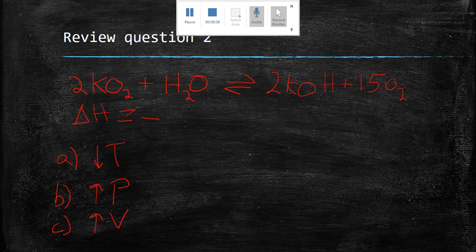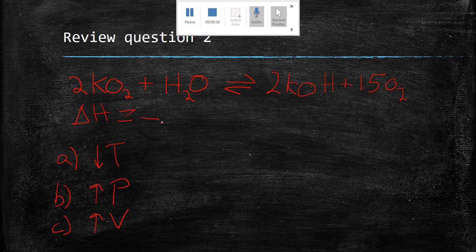Okay, next up we have 2 potassium dioxide reacting with water, and that's in equilibrium with 2 potassium hydroxide and 1.5 oxygen, and delta H is negative. Alright, and so what happens if A, we decrease the temperature, B, increase the pressure, or C, increase the volume? I'll give you a second to pause if you want to go through it.